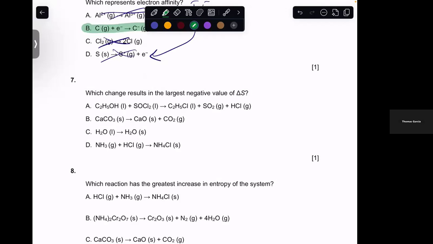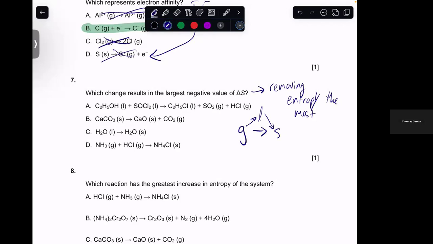All right. Which change would result in the largest negative value of delta S? So which is basically removing entropy the most. So basically, when you're trying to figure out which is removing entropy the most, you want to see the most gas going to the most solid, or something within that range. It could be gas to liquid to solid. But anything moving to a more solid form of matter is going to be a decrease in entropy.